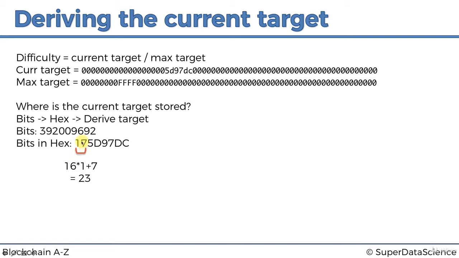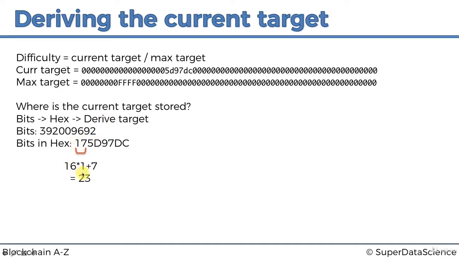Well, the 7 stays as a 7. If it was an A or a B or a C and so on, you just need to convert to what that means. A would be 10, B would be 11, and so on. And then you multiply whatever you see in the first digit by 16. That's just the way this system works. It's a hexadecimal system, so that's the conversion rate, if you will, back into the normal system. That's what we get.